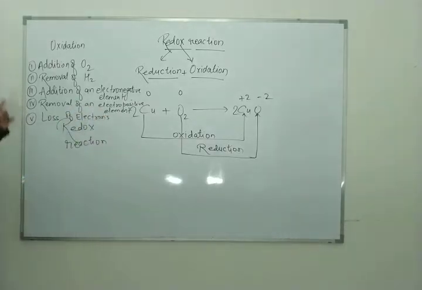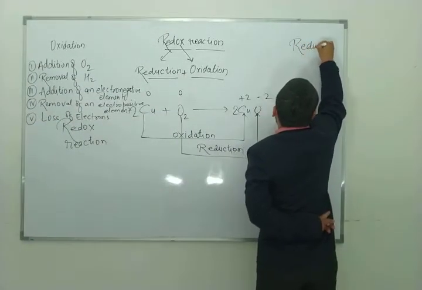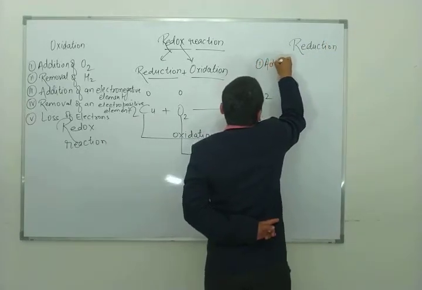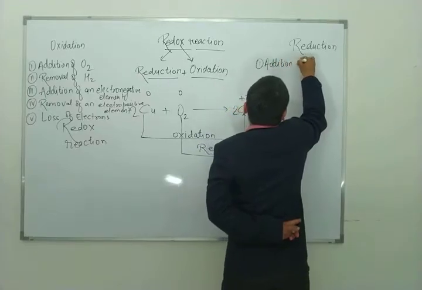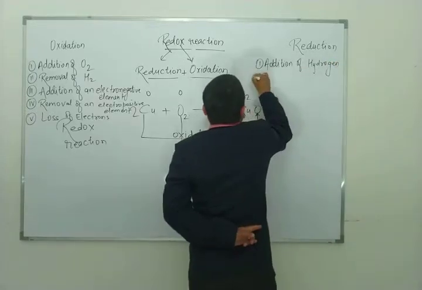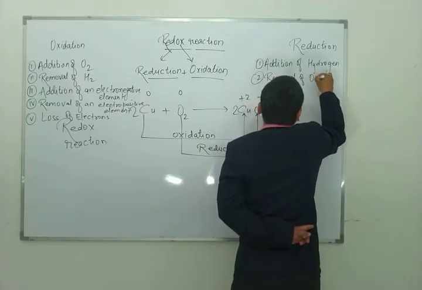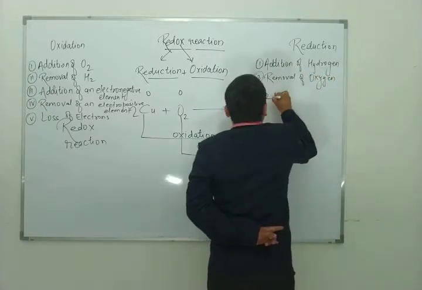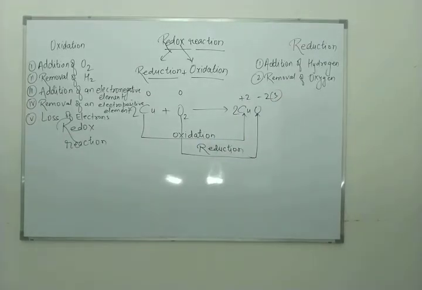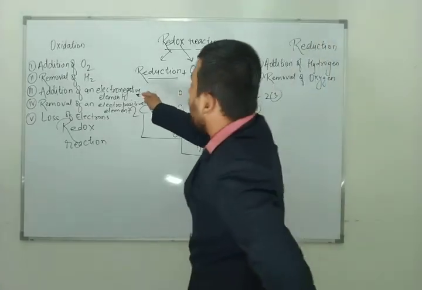So the things which I have mentioned in oxidation, the just opposite happens in reduction. What happens in reduction, you know? In reduction, first there is addition of hydrogen. Second, removal of oxygen. Third, as I mentioned, oxidation has addition of an electronegative element, so here there will be removal of an electronegative element.